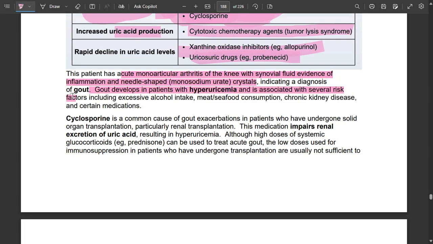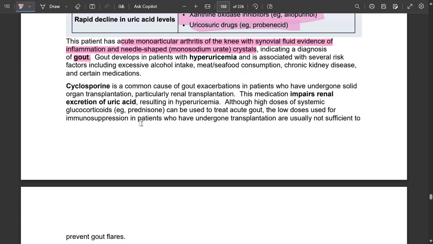Crystal means gout, and gout develops in patients with hyperuricemia and is associated with risk factors including excess alcohol intake, meat or seafood consumption, chronic kidney disease, and certain medications. Cyclosporine is a common cause of gout in patients who have undergone solid organ transplant.